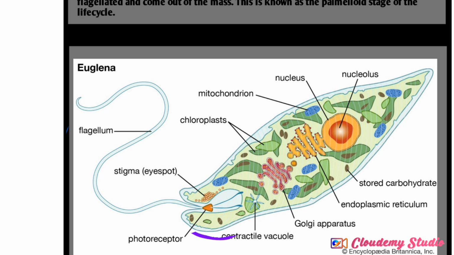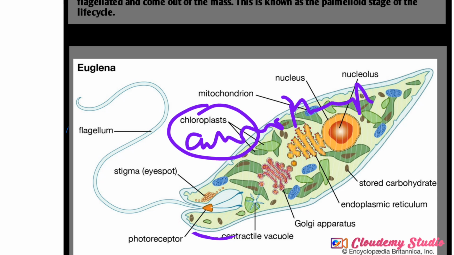Now, talking about nutrition, they exhibit an autotrophic mode of nutrition, like I said. Hence, they are holophytic and produce their own food using the process of photosynthesis in the presence of sunlight. This is because they have chlorophyll. They have chloroplasts. The chloroplast secretes chlorophyll, right? And the chlorophyll is used for photosynthesis.